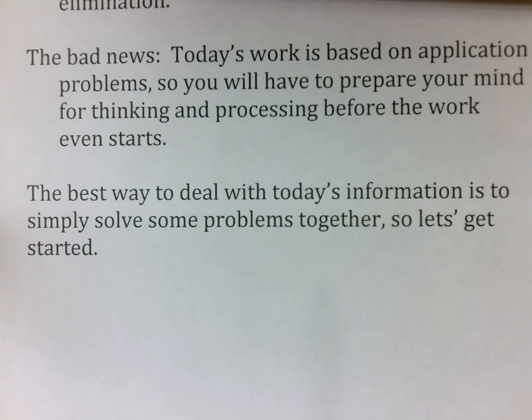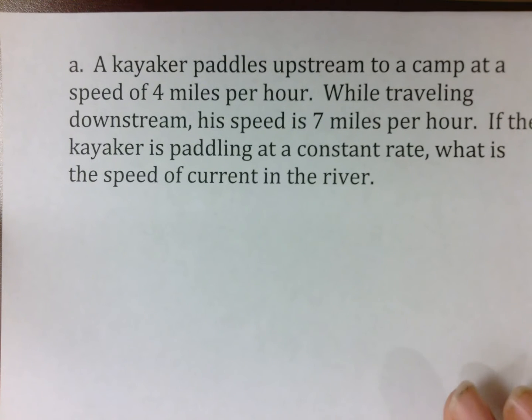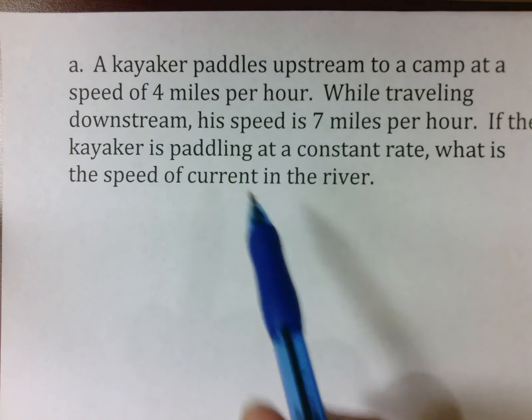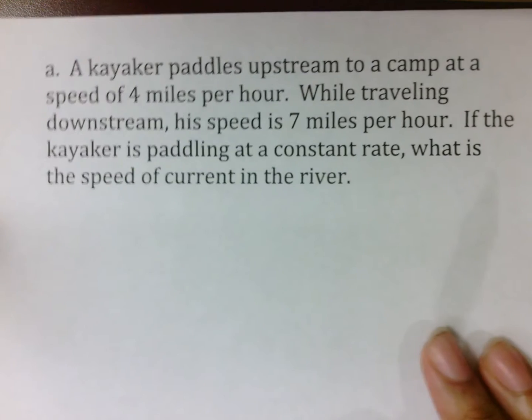The best way to get today's information is simply to just do them, so let's just go ahead and get started and see how it goes. I've got about 5 problems to talk through with you today. The first one talks about a person paddling to a camp at a speed of 4 miles per hour while traveling downstream 7 miles per hour if the kayaker is paddling at a constant rate.